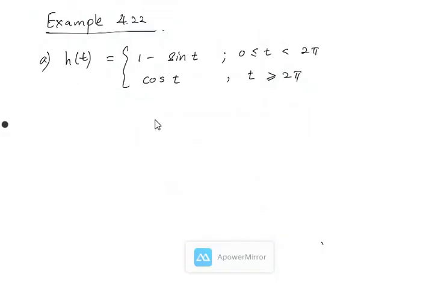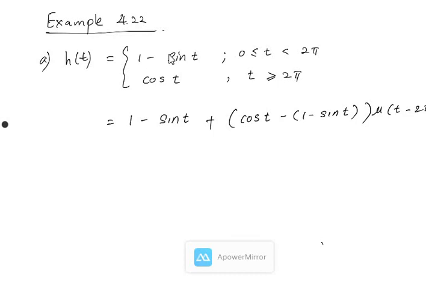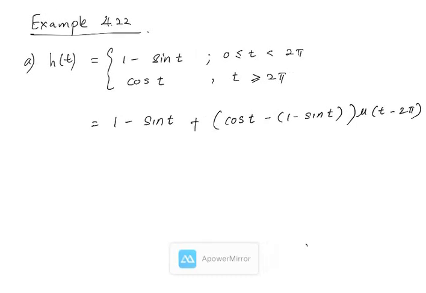So first of all, if we look at this step function, we can change to unit step function. That is, okay, from here we can see that 1 minus sine t. So we write down 1 minus sine t, and then plus with the second one minus the first one. So that is the cos t minus with 1 minus sine t. And then multiply with unit step t minus 2 pi. The value 2 pi is based on the value here. Okay, then Laplace transform of the ht.